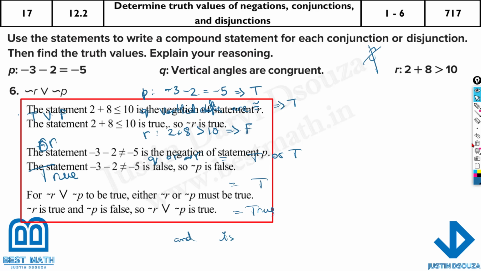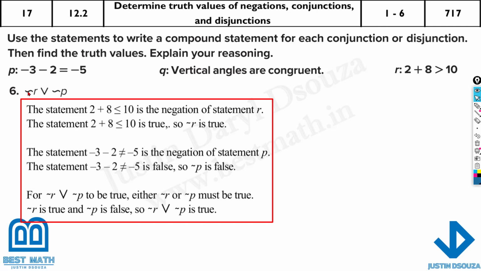You do not need to write the truth table. If you know that, it's enough. But these things must be written. The statement R negation is true. The statement R negation is false. Either one must be true, and one is true, therefore it is true.